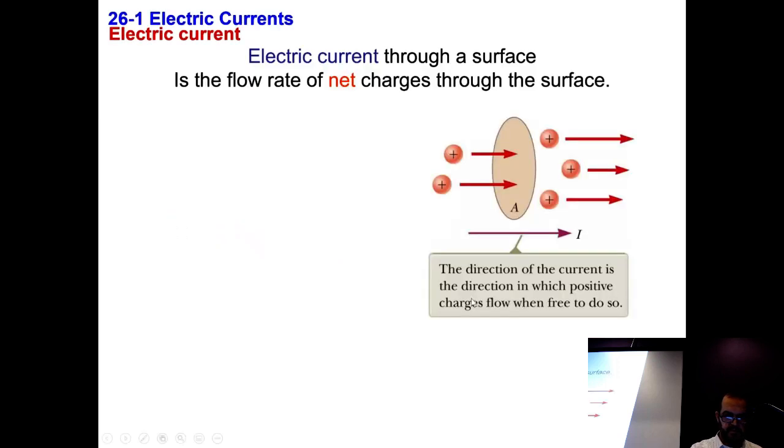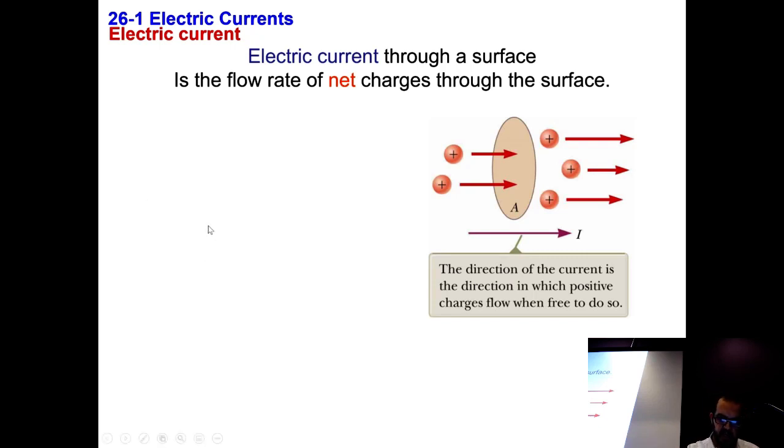All right. So first of all, let us define the current. We did say before that the current is the derivative dq/dt, but that was before this chapter. The electric current through a surface is the flow rate of net charges through that surface. It's a flow rate. In other words, it's the number of charges per unit time that are flowing through this surface.